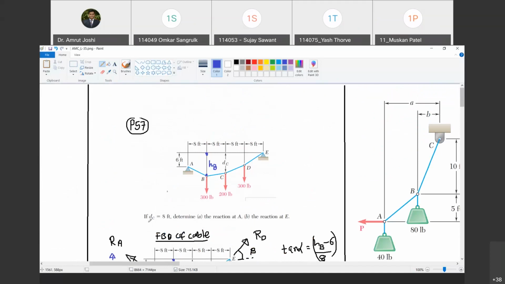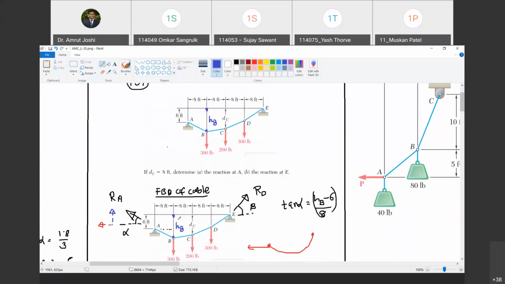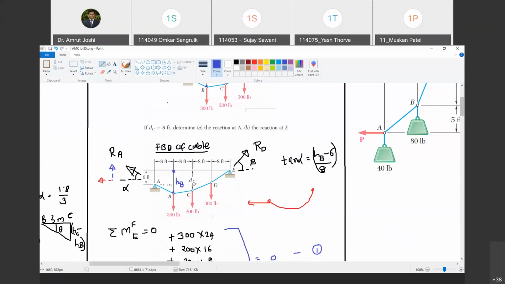What is the information given? DC is equal to 8 feet. Are you with me? Yes, sir. So DC equal to 8 feet is the information given in the problem that will help us to cast one more equation in the same unknowns. Happy? Yes, sir. Chalo, so what did I tell you? The next step is we are going to give the cut at C, because we know something about DC. Are you with me? Yes, sir. So next thing that we do is we give cut at C and we draw free body diagram of either left hand side part or right hand side part of the cable. Do you agree with me? Yes, sir. Now tell me which part should I prefer?